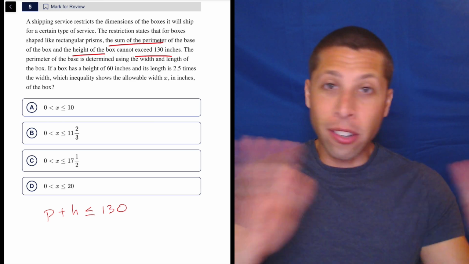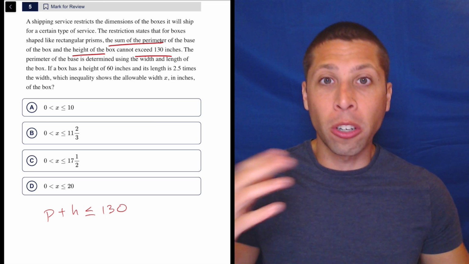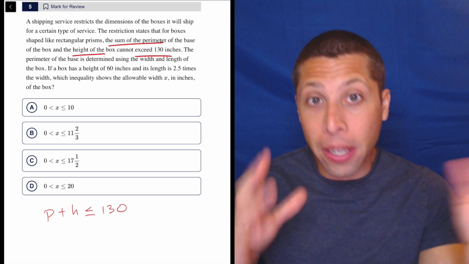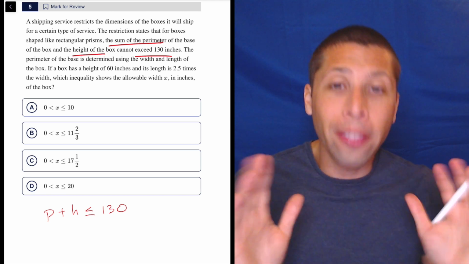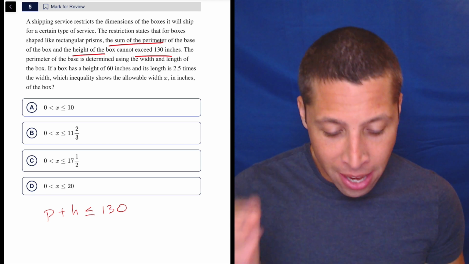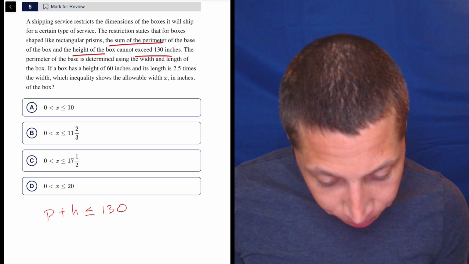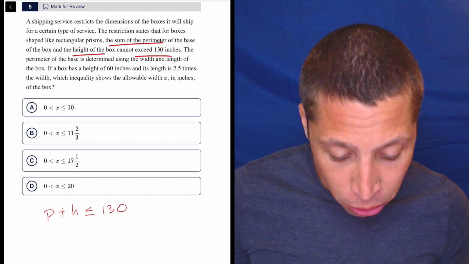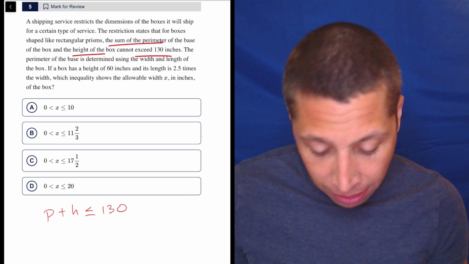Notice there's no other thing going on here. Some of you are going to start to be like, oh, and the perimeter of the base is going to be the length and the width. No. One thing at a time. Just do this. Now, what does it say? The perimeter of the base is determined using the width and length of the box. Okay, that kind of is obvious.